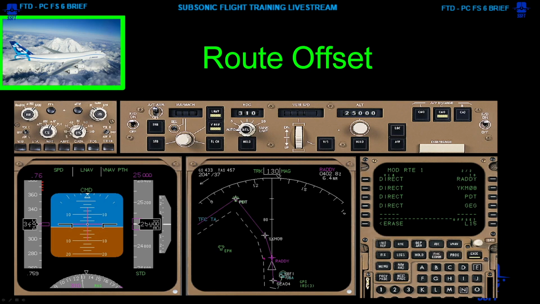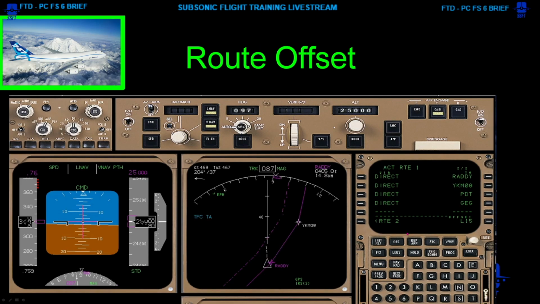Notice on the ND, you have a white dashed line that goes off your route 15 miles. It's a modification, so it's white dashes, and it follows your route all the way around here because it's offset 15 miles to the left. Once you execute that, it'll become a series of long dashes and short dashes. Long dash, short dash, long dash, short dash, and it'll turn from white to magenta, indicating it's active.